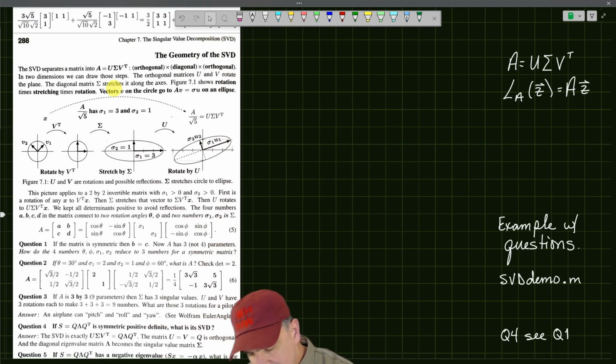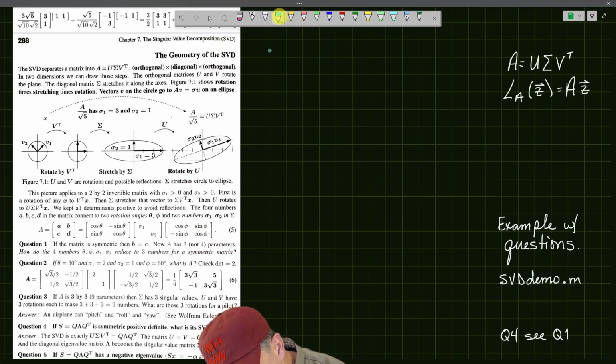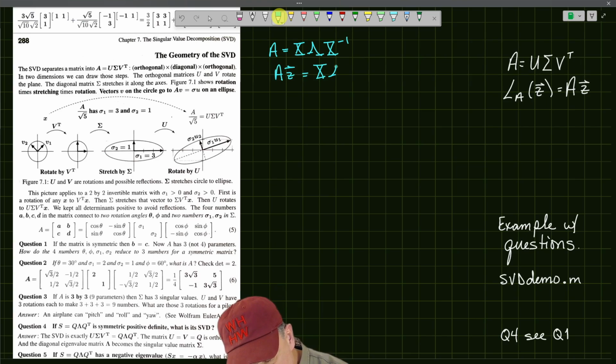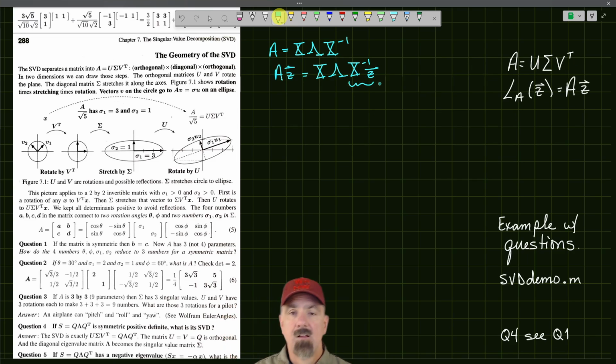You remember, when we did diagonalization, we have AX equals lambda times X inverse. And when we did our multiplication of A times Z, that was X lambda X inverse Z. And this on the right-hand side was a change of basis. We changed the basis from the standard basis to the eigenvector basis. And then we did the action of A using the lambda matrix and the eigenvalues, and then we transform back.